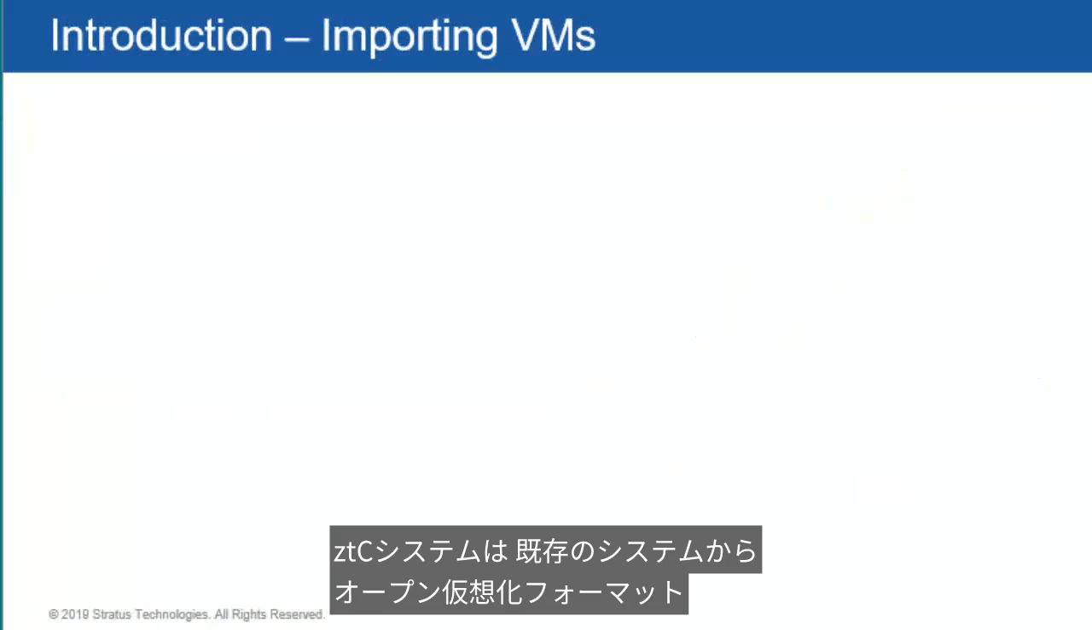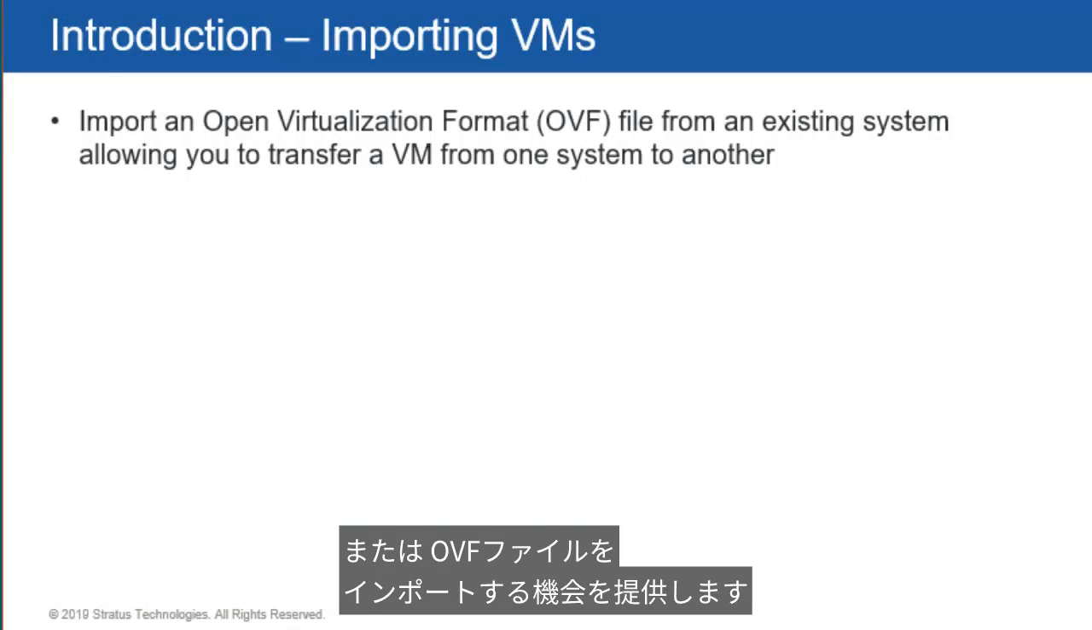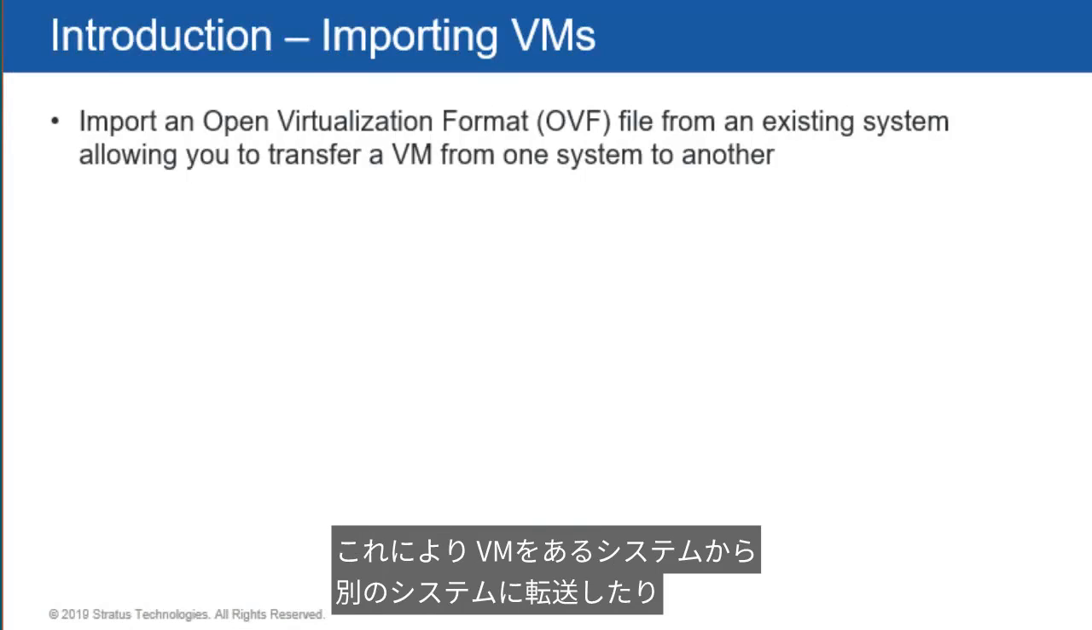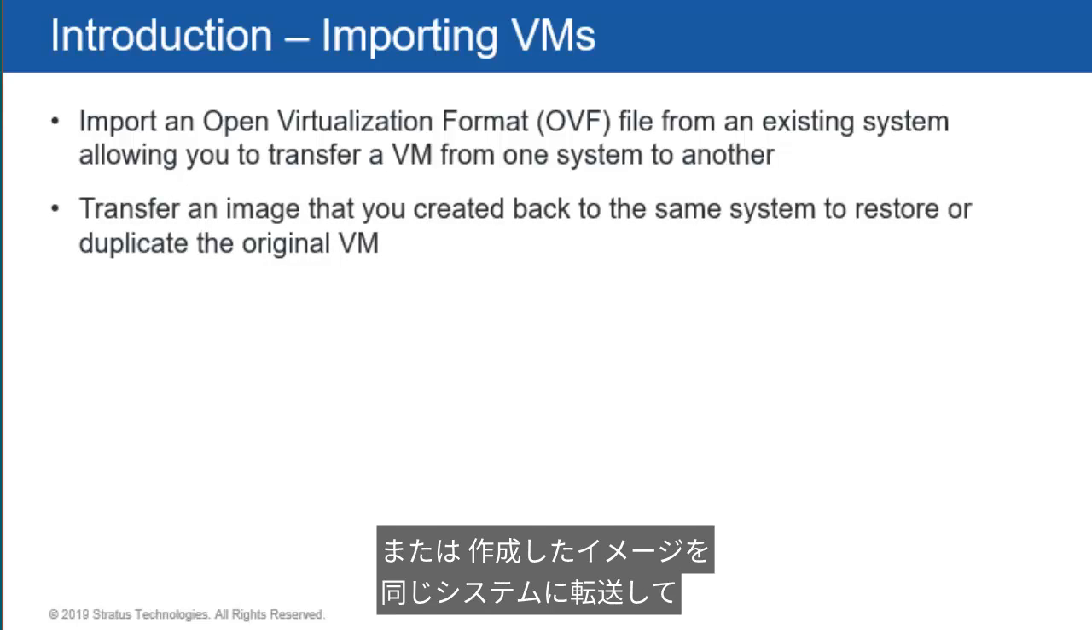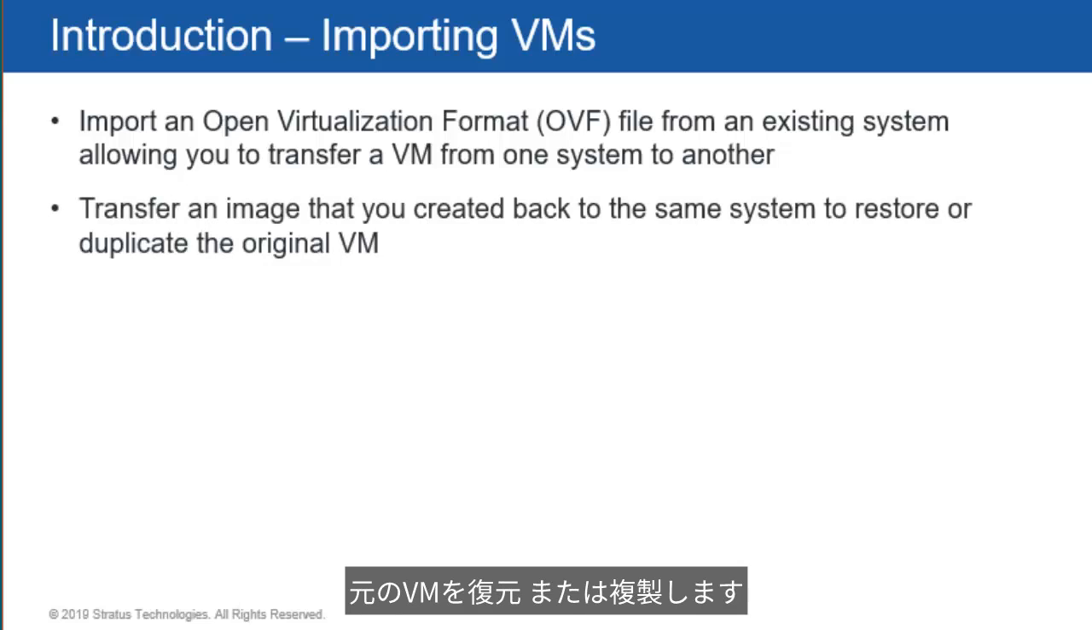The ZTC Edge system provides you with the opportunity to import an Open Virtualization Format, or OVF file, from an existing system, allowing you to transfer a VM from one system to another, or to transfer an image that you created back to the same system to restore or duplicate the original VM.